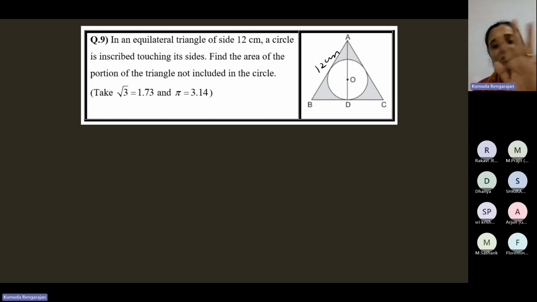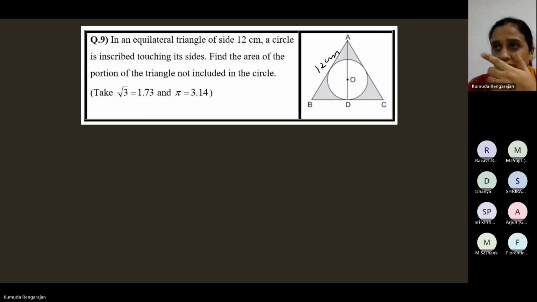If I had given you the radius also, you know how to find the area of the shaded region, right? Area of the triangle minus the area of the circle. So that is easy. Now, what is that extra thing you have to find? Radius of the circle. For the triangle, you know the side is 12 centimeters. For the circle, you don't know the radius. How to find the radius is what you have to understand and remember. The rest of the answer is easy.